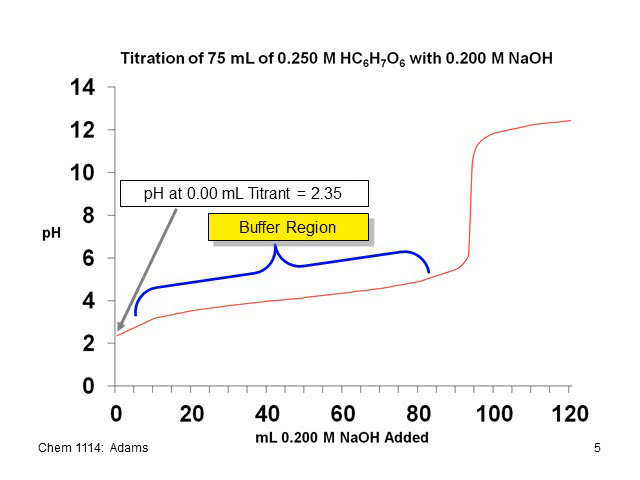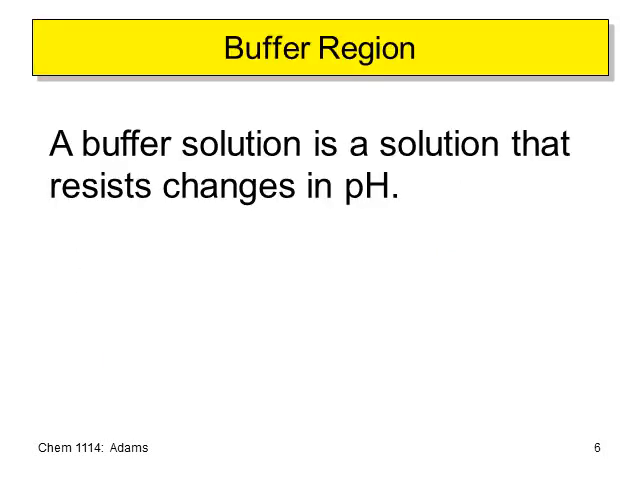The next region we're going to talk about is the buffer region, highlighted here in the area in the blue bracket. And a buffer is a solution that resists changes in pH. So if you look at your graph again, you'll see we added a lot of sodium hydroxide, but the pH didn't change all that much.